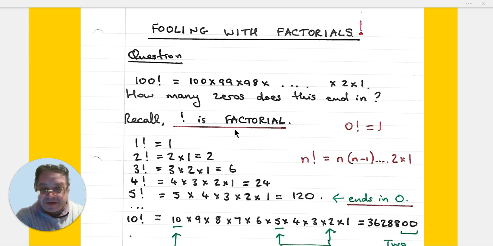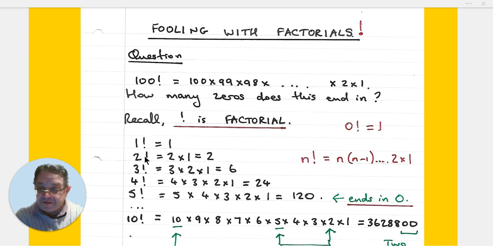It's usually a button on your calculator, but it won't go up to 100 factorial usually, and even if it did, it wouldn't give the full display of all those numbers. So we've got to have another approach than use the calculator.